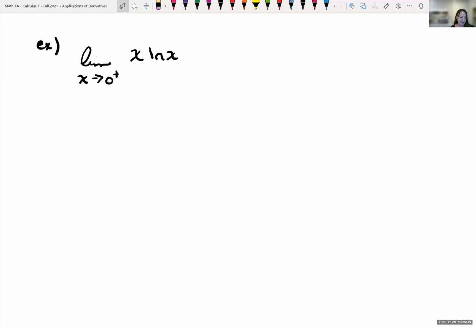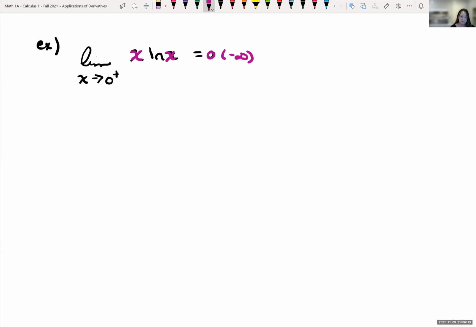We're looking at the example where we're looking at the limit as x is approaching 0 from the right-hand side of x times the natural log of x. If we do that direct substitution, as x is approaching 0, that piece goes to 0. And then if you're looking at the natural log of x, as x is approaching 0, recall that was a vertical asymptote at x equals 0. And so our function is going down to negative infinity.